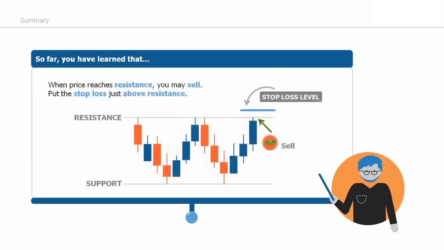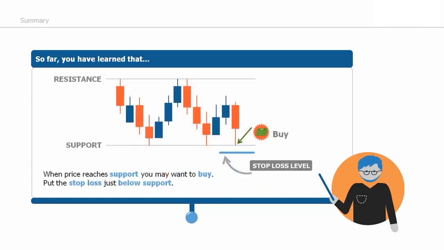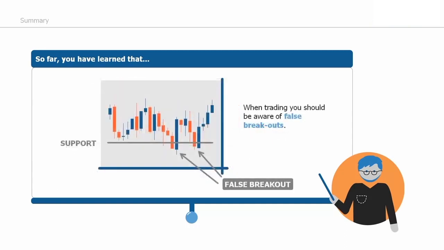You learned that you can sell at resistance and you can set your stop loss above the resistance level, but be aware of false breakouts. Also, you can buy at the support level and set your stop loss below the support level. Finally, you learned about false breakouts. That is whenever the price breaks out of either support or resistance, but fails to stay below the support or above the resistance.